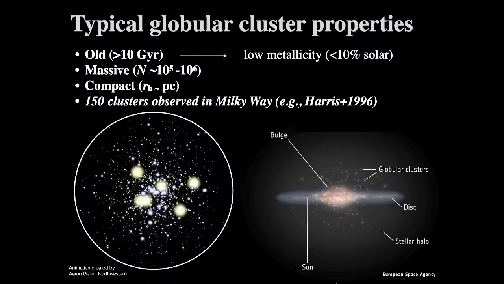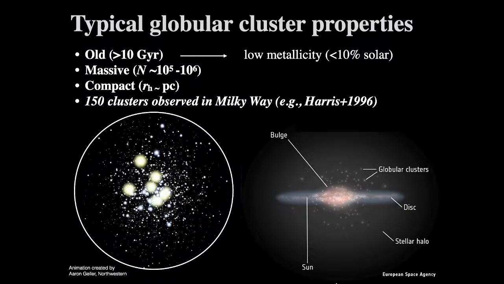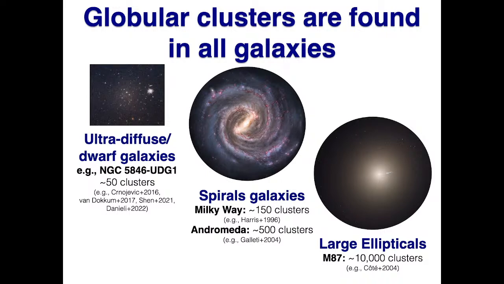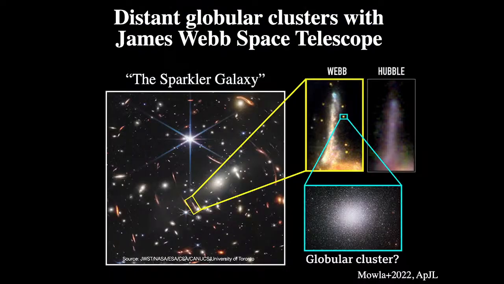So, as I said, the Milky Way has of order a couple hundred globular clusters. It's now pretty well understood that globular clusters are common features of all galaxy types. This goes from the lowest mass dwarf galaxies, which contain anywhere from a few to maybe a few tens of clusters. Spiral galaxies, again, like the Milky Way and Andromeda, contain generally of order a few hundred globular clusters. And then also the largest elliptical galaxies, for instance, M87, contain thousands to, in the case of M87, tens of thousands of globular clusters.